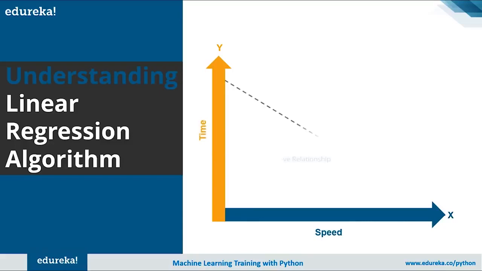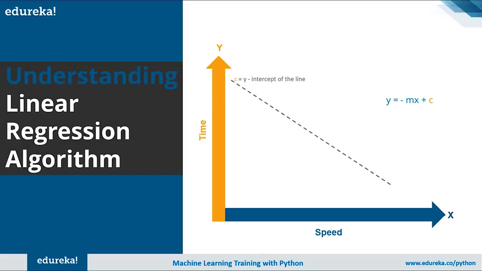Alright? Suppose the distance remaining constant, you have to plot a graph between the speed of the vehicle and the time taken to travel a fixed distance. Then in that case, you'll get a line with a negative relationship. Alright? The slope of the line is negative. Here the equation of line changes to y equal minus mx plus c, where y is the time taken to travel a fixed distance, x is the speed of vehicle, m is the negative slope of the line, and c is the y-intercept of the line.